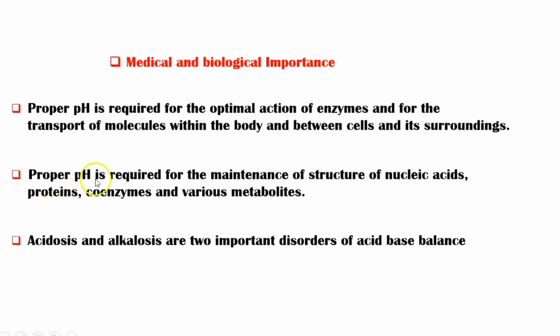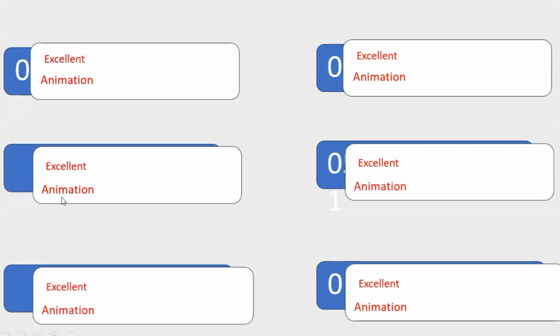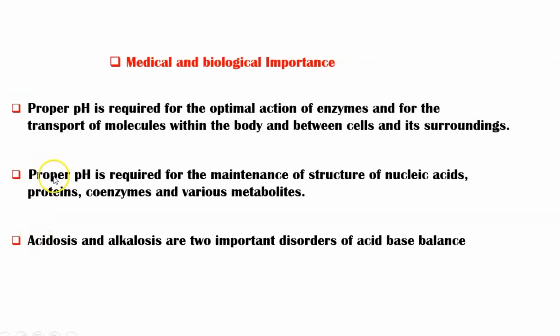Also we need to maintain our proper pH to avoid protein degradation, the breaking down of proteins. We have so many structures of protein. We have primary structures, secondary structures. In order not to alter the structures, we need to maintain the proper pH.